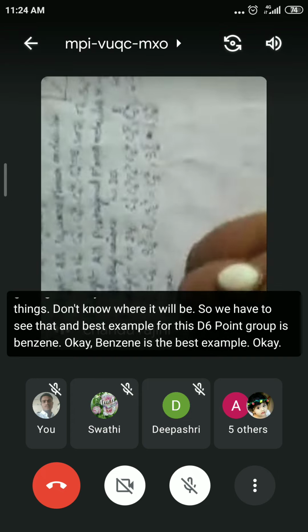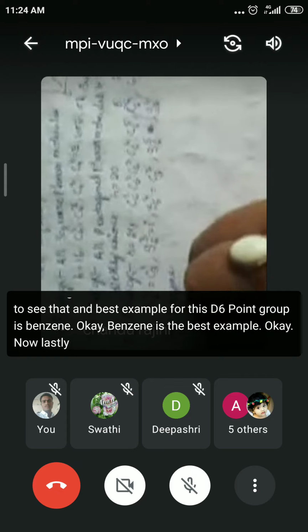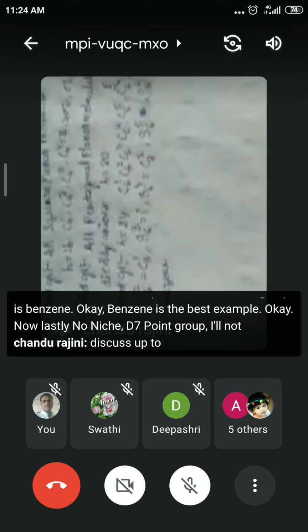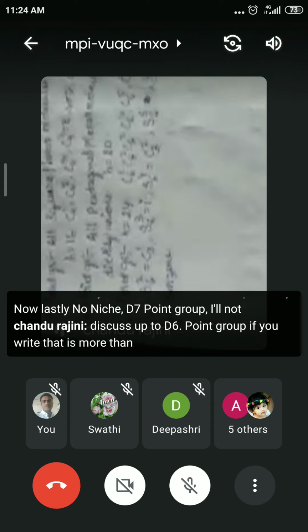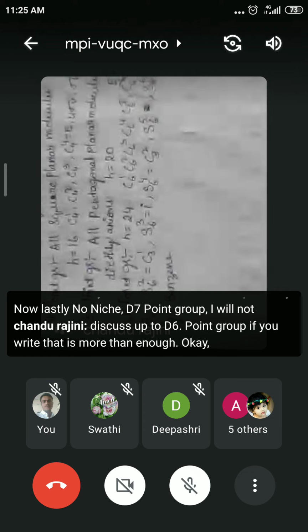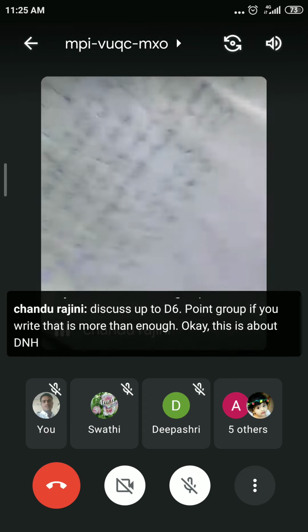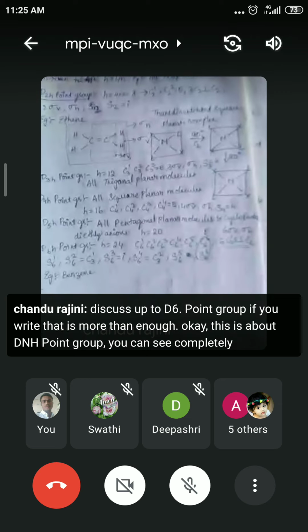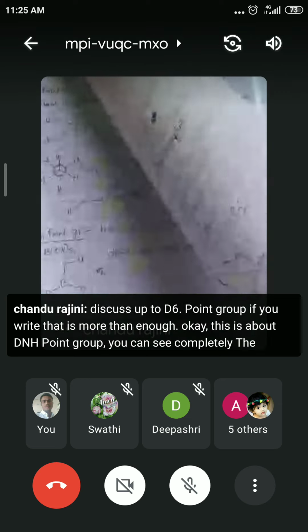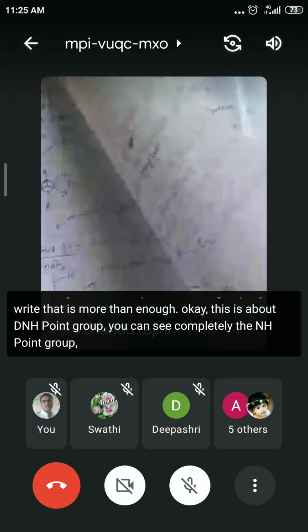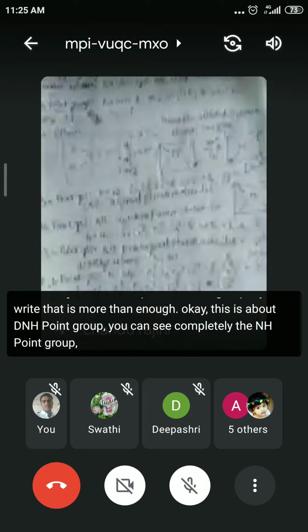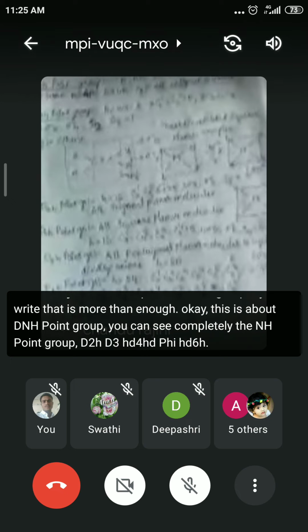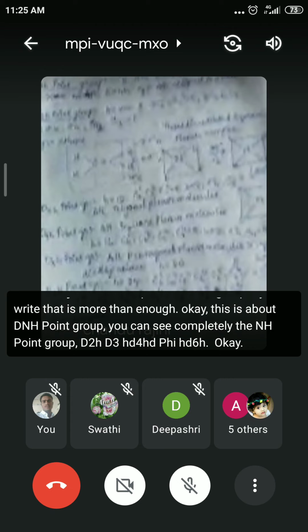Now lastly, no need, the D7 point group I will not discuss. Up to the D6 point group, if you write, that is more than enough. This is about the Dnh point group. You can see it completely here like this: D2h, D3h, D4h, D5h, D6h point groups.